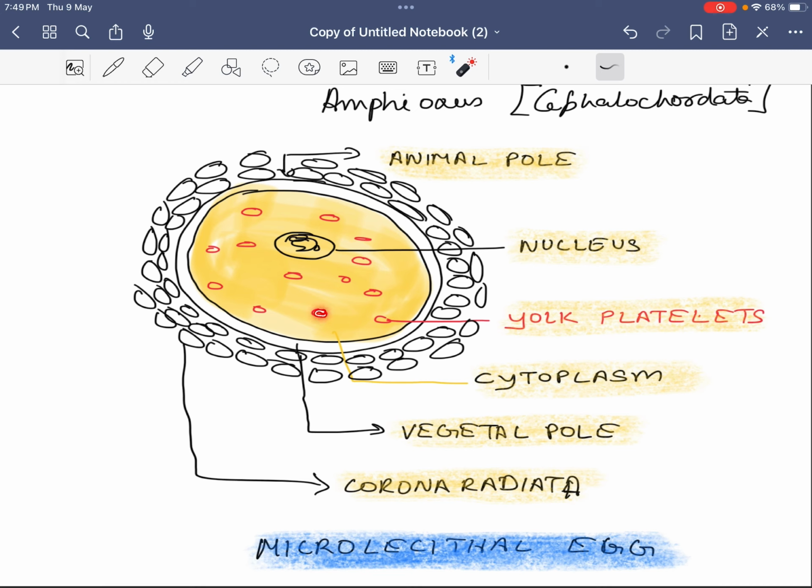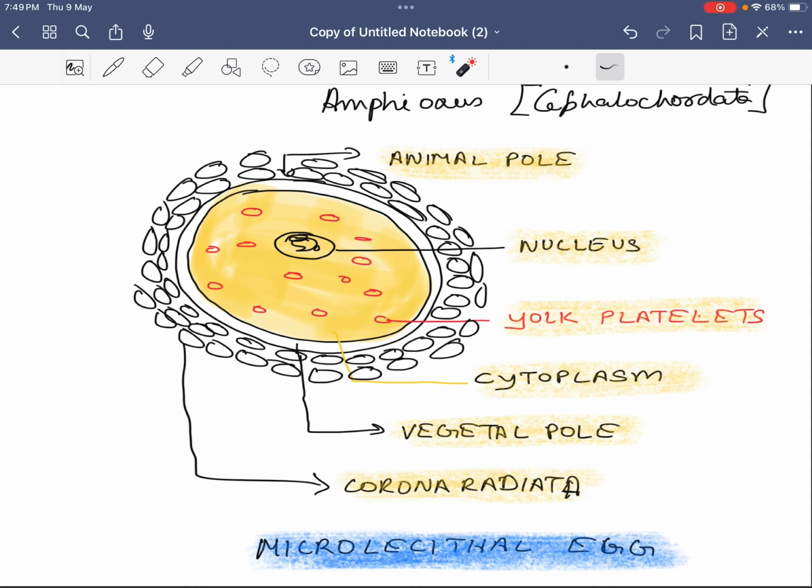Within the cytoplasm, in case of microlecithal, the yolk, as I mentioned earlier, is distributed as tiny platelets throughout the cytoplasmic region. So that forms the yolk platelets. And around this cytoplasm, of course, there should be a cell membrane, right? So here we call it the perivitelline membrane. It contains a membrane structure, and it also has numerous corona radiata type of cells distributed throughout the perivitelline membrane or space.